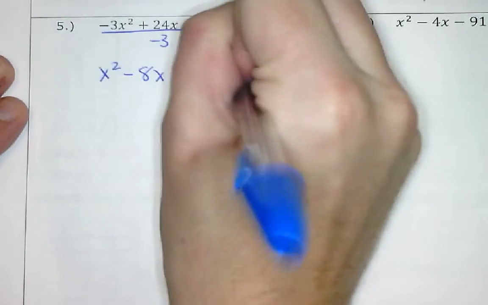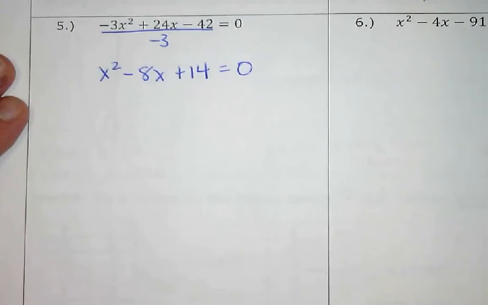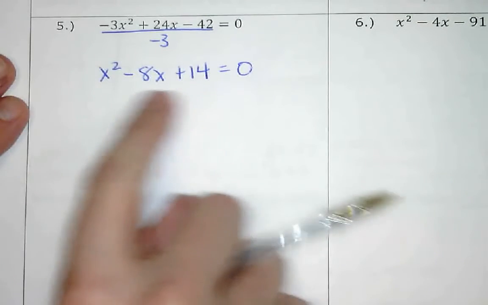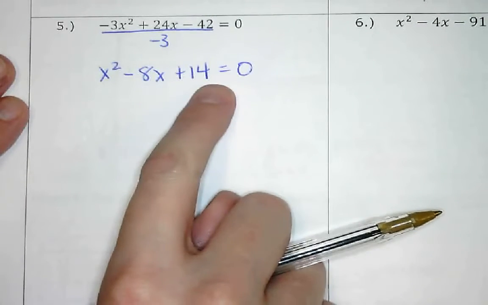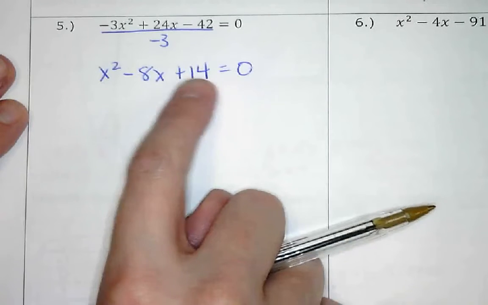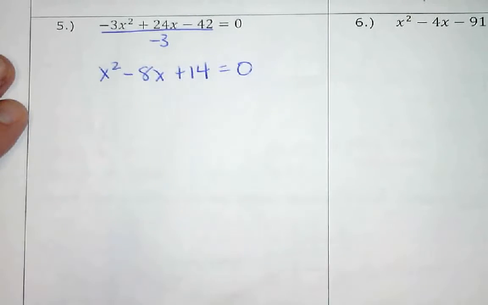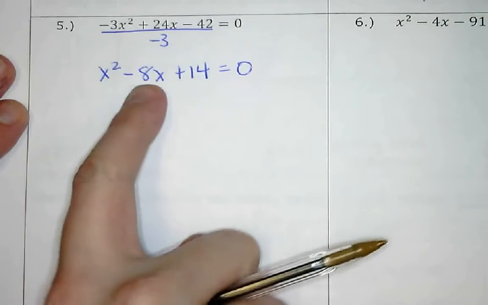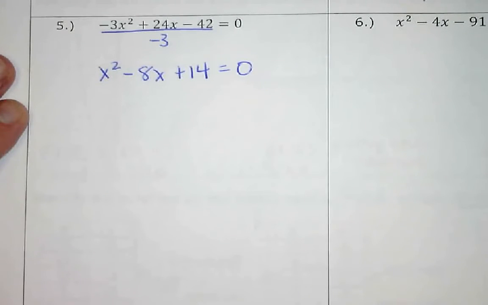Can we do this by factoring? No, unfortunately we cannot, because there's nothing that multiplies to 14 but adds to negative 8. We've got 2 and 7. If that was negative 9, it would work, but it doesn't. So we're not going to do it by factoring. Now we're going to do it by completing the square. I'm going to subtract my 14 from both sides.